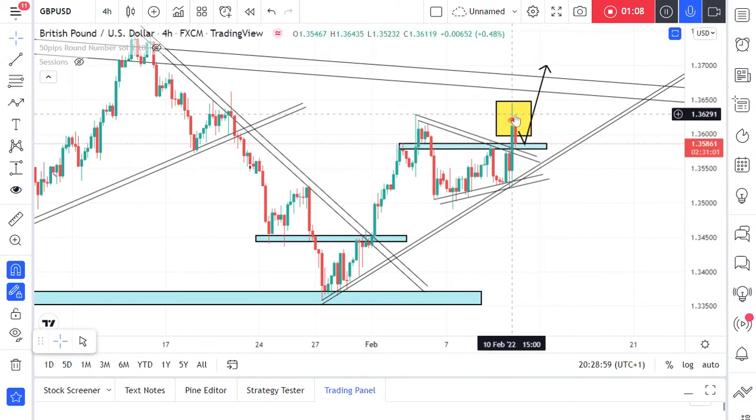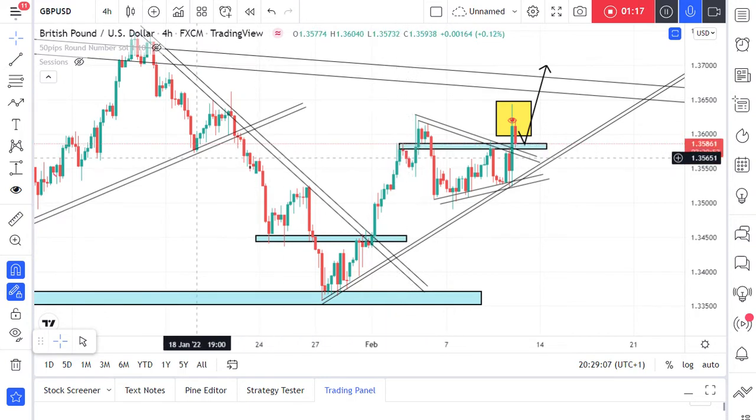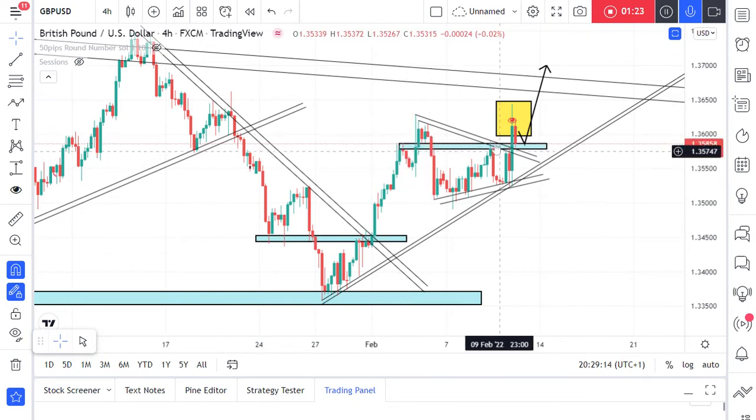I was looking out for this pullback, and then I was expecting price to drop down to this flip area. This is a flip area. Price has been using this area as a support at this area, resistance at this point, support, resistance, and then price is using this area as a support at this point in time.